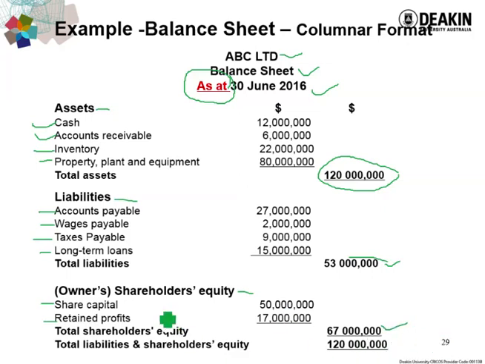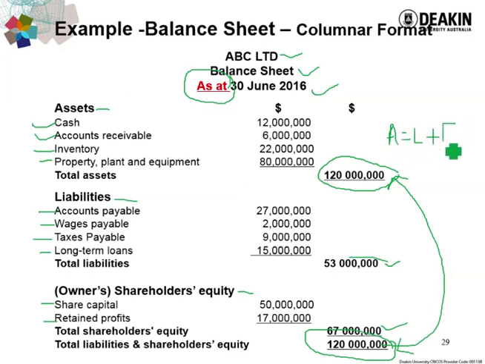And you will sum up total liabilities and total shareholders' equity. You get $120 million, which is the same as your total asset. This is very important because under the accounting equation, asset equals to liability plus equity. So your accounting equation must always balance. Here, you have 120 million for asset, and the sum of liability and equity is also 120 million.